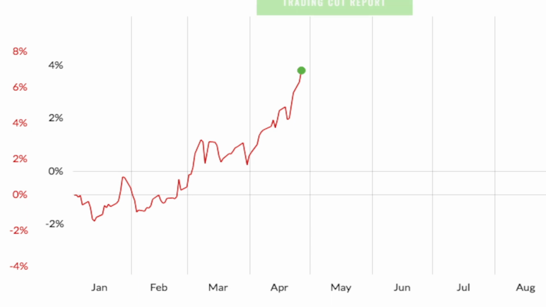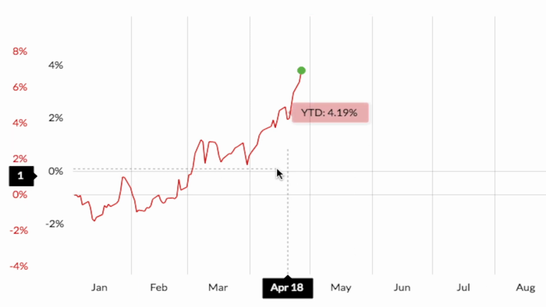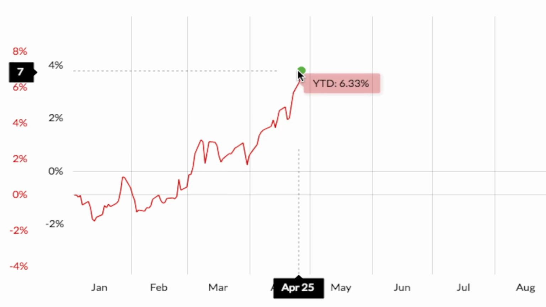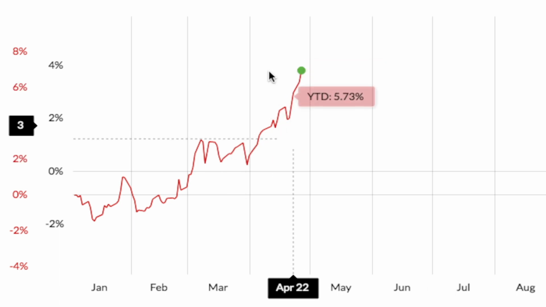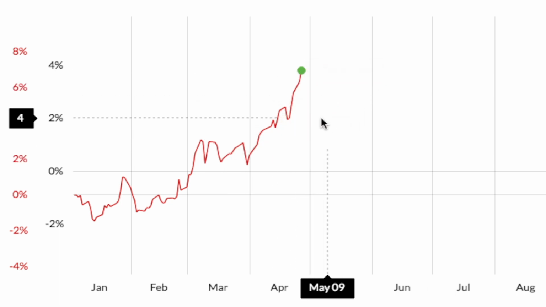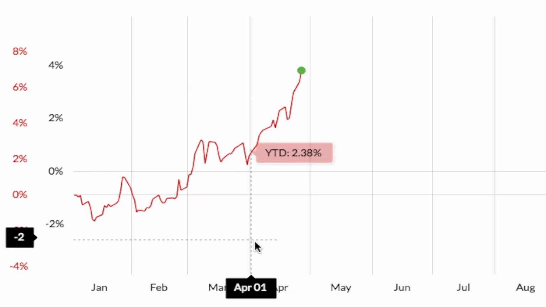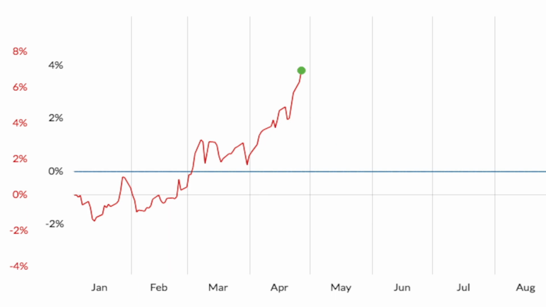So here we have seasonality on the US dollar. As you can see, the dollar is strong. I use this chart just to pinpoint dates and see what happens on the averages of the 5-year, 10-year, and the 15-year. So we'll start out with the 5-year.